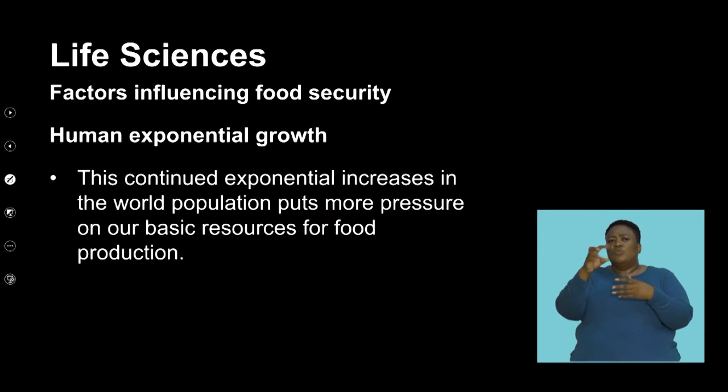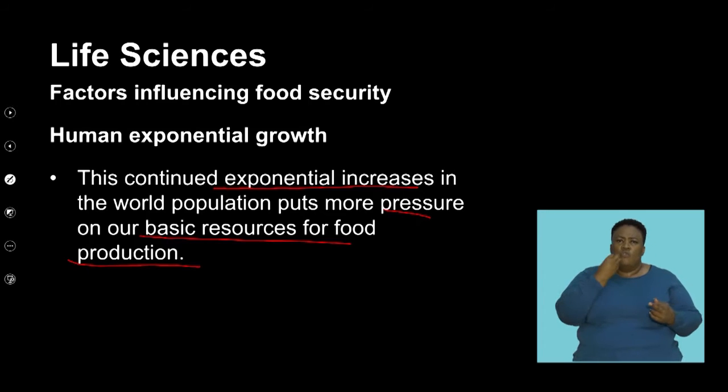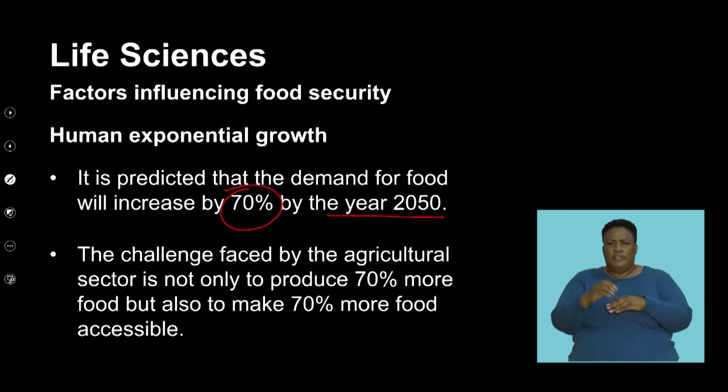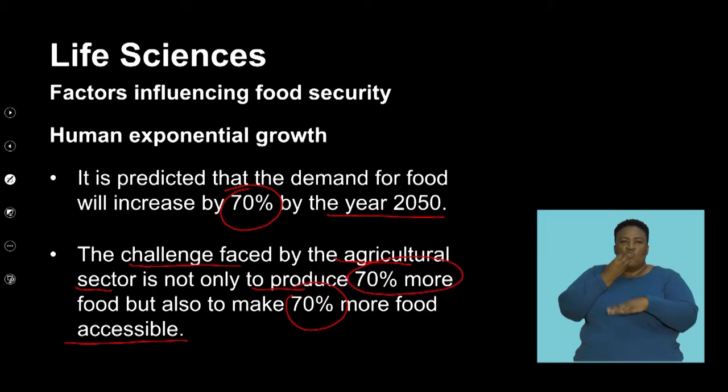What does this mean? This means that we're going to continue with an exponential increase. This will put a lot of pressure on our basic resources for food production. And this presents a challenge for us. It is predicted that the demand for food will increase by 70% by the year 2050. This creates challenges. So the challenges that are faced by the agricultural sector is not only to produce 70% more food, but also to make 70% more food accessible. And that's the key component to the production of food.